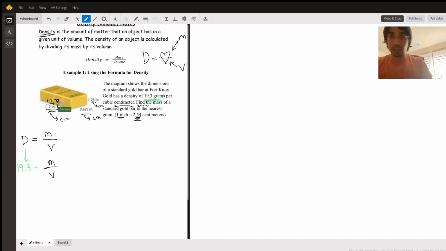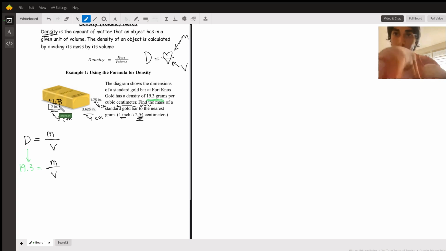17.78 centimeters. And then 3.625 times 2.54. We're going to convert that one as well. That gives you 9.2075. And notice these are all in centimeters now. And then that last one, 1.75. We're also going to multiply that guy by 2.54. So over here we have 4.445. All right, so now all of our units are in centimeters.